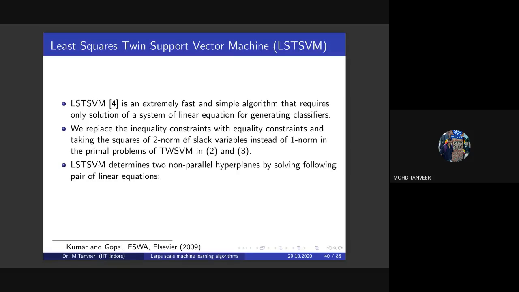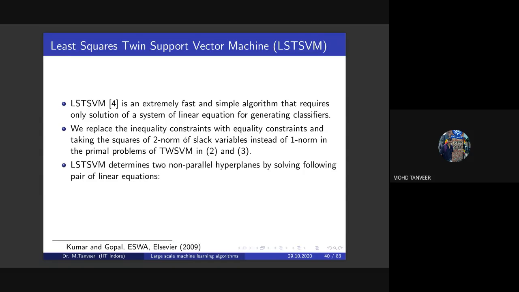So now I would discuss the least square formulation of Twin Support Vector Machines. If you know, some of you who are doing machine learning or SVM, the support vector machine, the least square version is extremely fast compared with SVM. The main issue is that we are simply solving a system of linear equations rather than solving a quadratic programming problem.